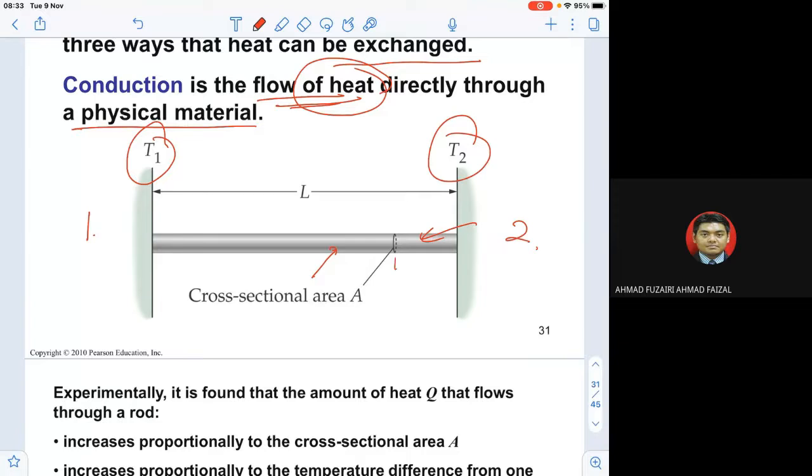Okay, this is a kind of rod. If you look at it from the side, it is like a rod, with an area of circles. When you multiply the area with the length L, you get a rod. It makes contact between T1 and T2. So you can see there will be heat flowing between body number one and body number two.